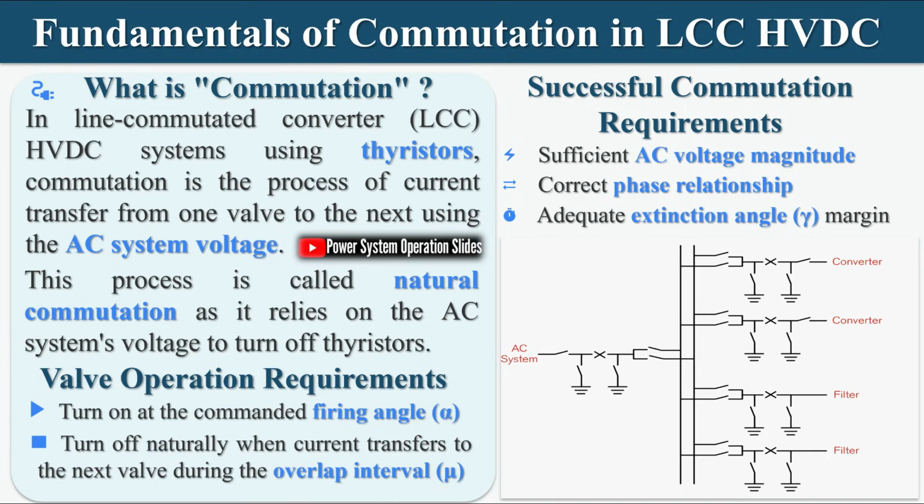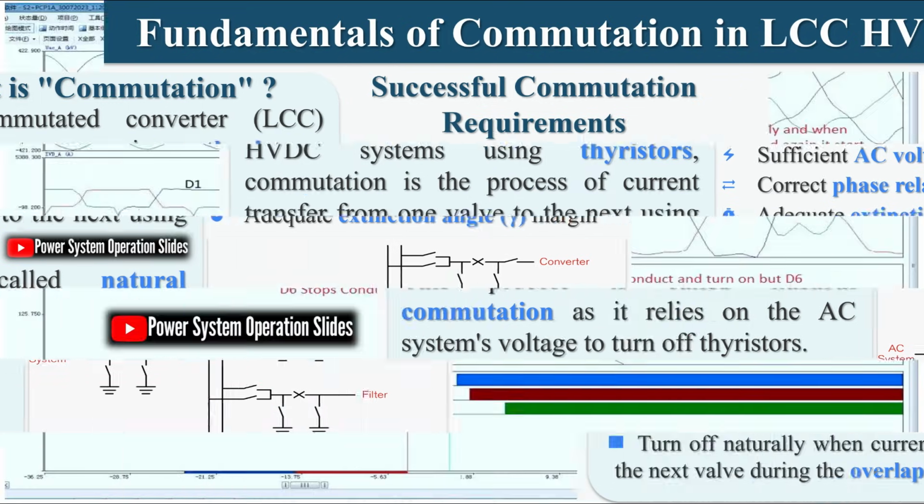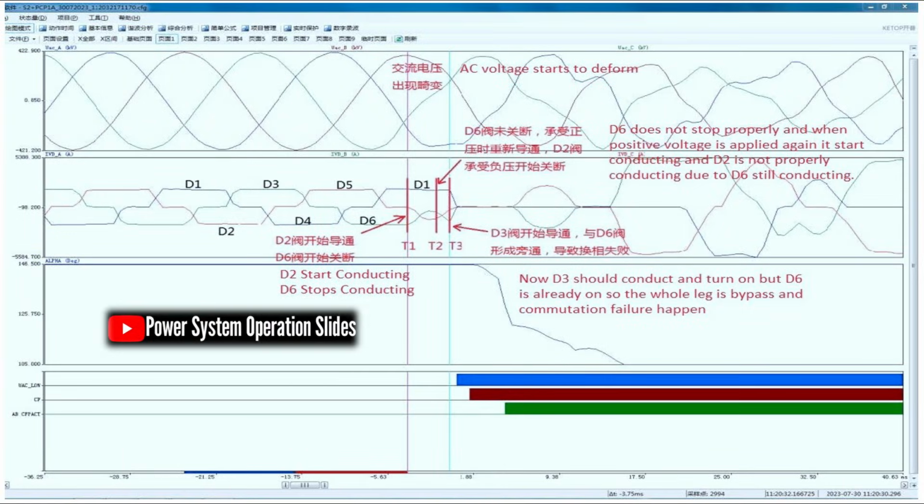Fundamentals and causes of commutation failure. In LCC HVDC systems, commutation refers to the process of current transfer from one valve to the next using the AC system voltage. This process, known as natural commutation, requires each valve to turn on at the commanded firing angle, alpha, and turn off naturally when the current transfers to the next valve during the overlap interval, mu.